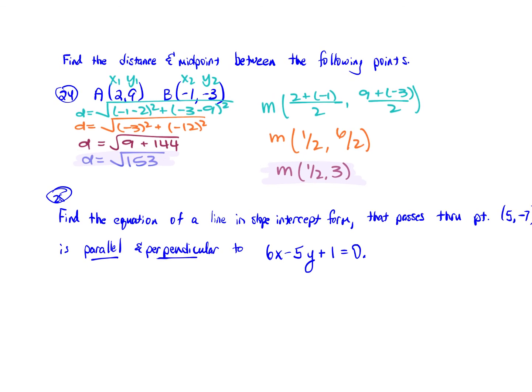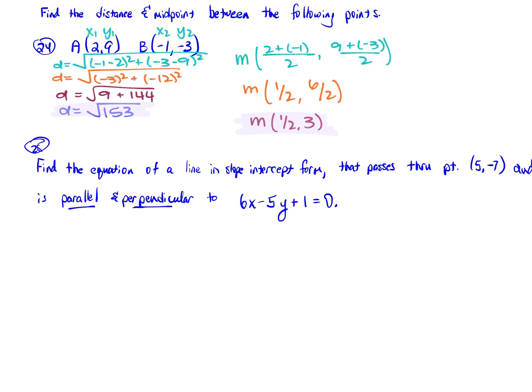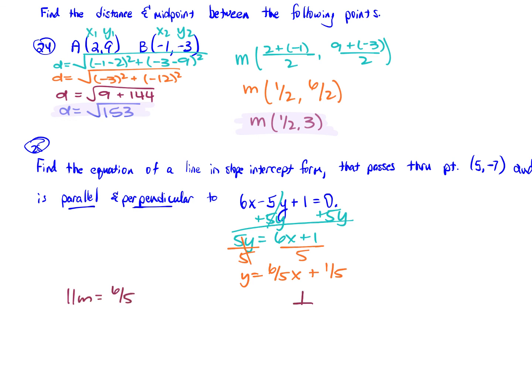And then for your last question, it tells you to find the equation of a line in slope-intercept form that passes through the point 5, negative 7, and is parallel and perpendicular to 6x minus 5y plus 1 is equal to 0. Solve this for y, put it in slope-intercept form to find your slope. Add the 5y to both sides. You have 5y is equal to 6x plus 1. Divide by the 5. So y is equal to 6 over 5x plus 1/5. The parallel slope is going to be 6 over 5. Your perpendicular slope is negative 5 over 6.